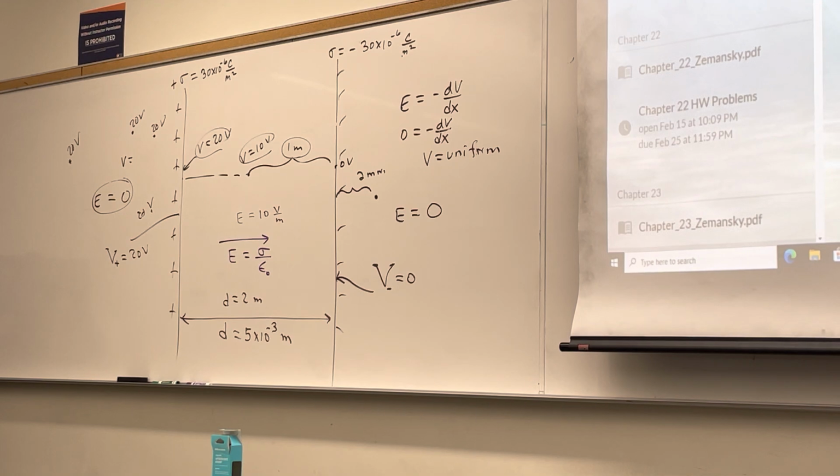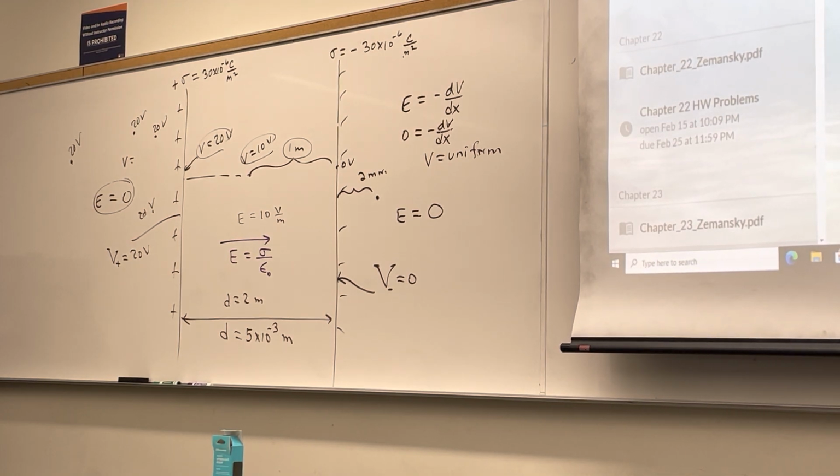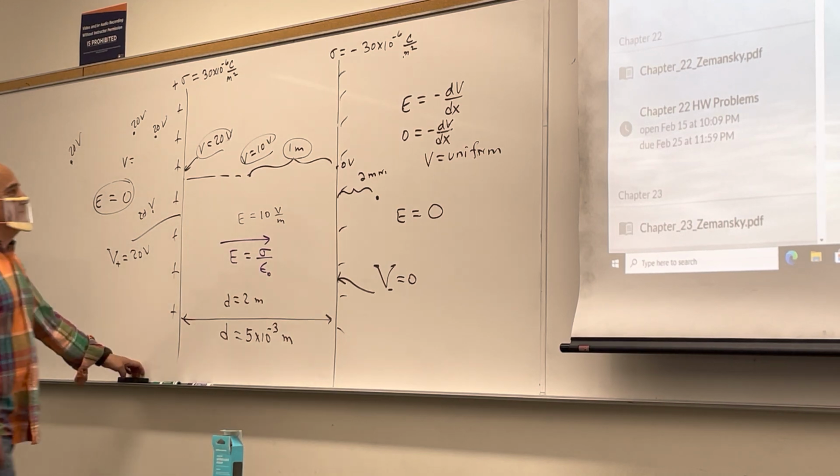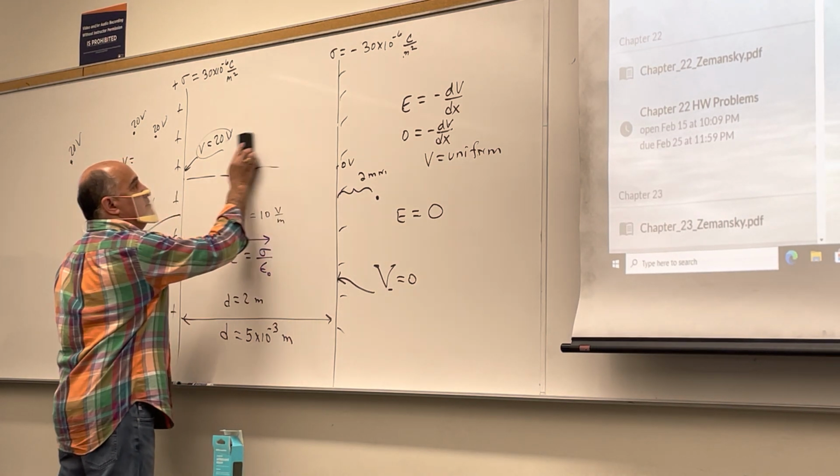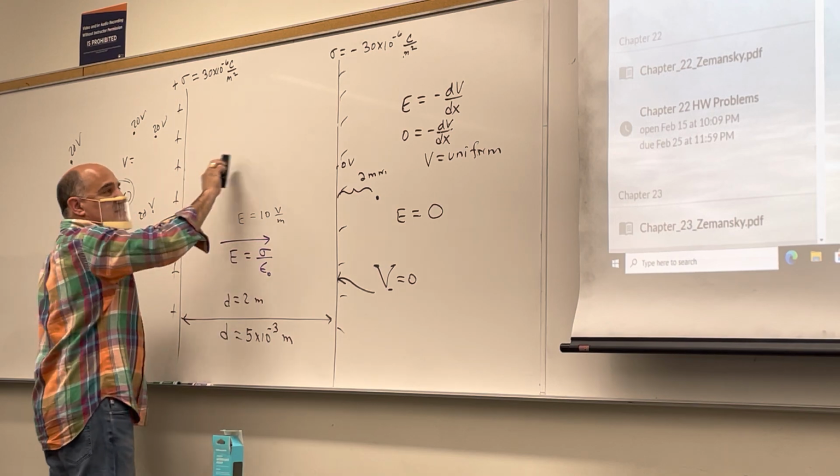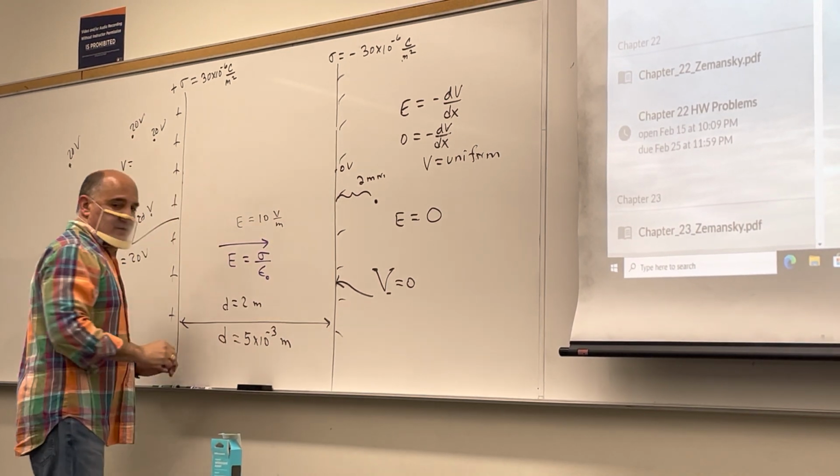Find the electric potential at a location 2 meters from the negative plate, but now 3 meters from the positive plate. Oh, this is fun. Let's see if we have these numbers. What would it be?